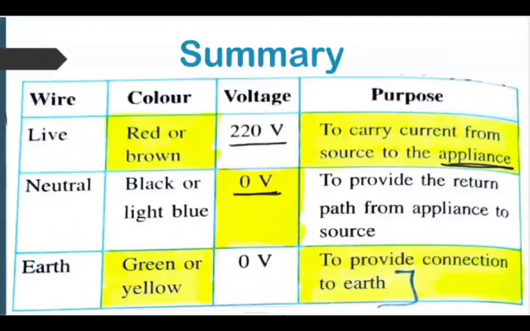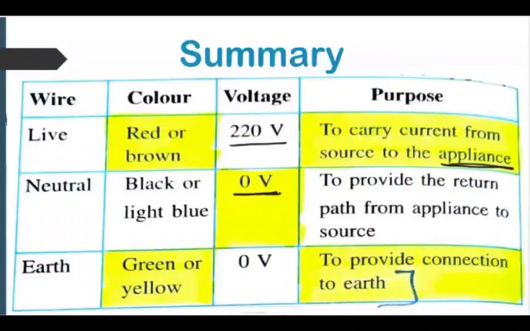If you've turned on a mixer grinder, electricity is passing through the plug or the socket to the mixer grinder. Now we are done. We switch off the plug, we remove it from the socket, so that electricity does not stay in the wires. It goes back along the alternating path to the substation. So it provides the return path from appliance to source.